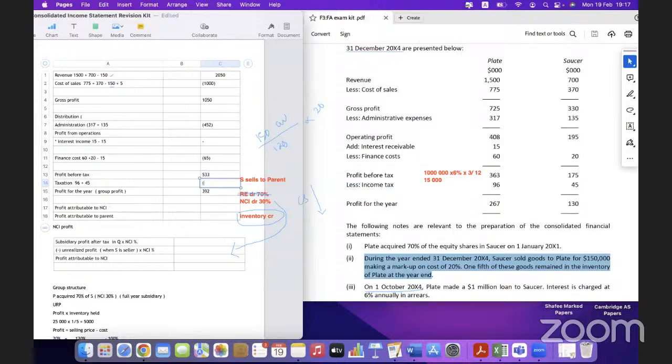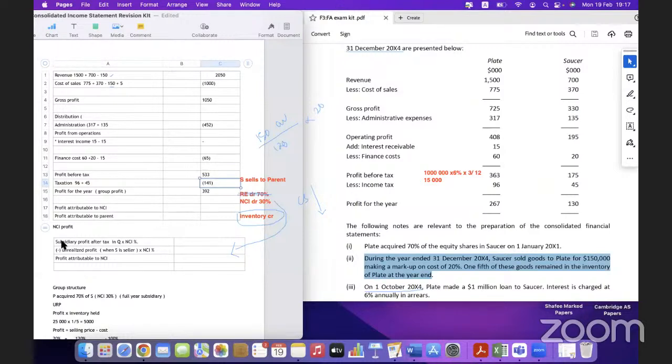Then, guys, taxation, 96 plus 45 is 141. Yeah, 392, guys, correct answer. Now, guys, let's quickly calculate the profit attributable to NCI.